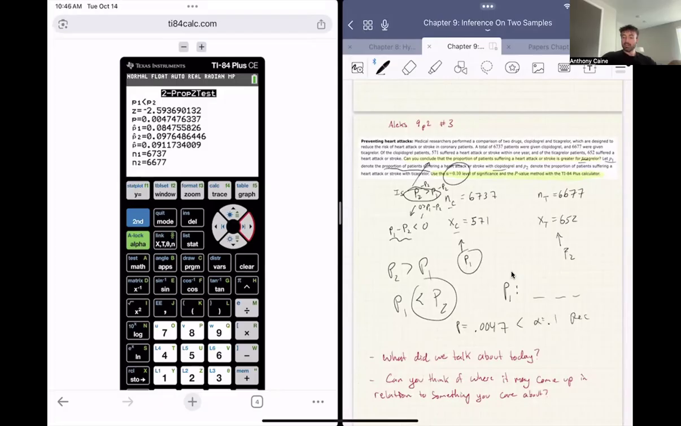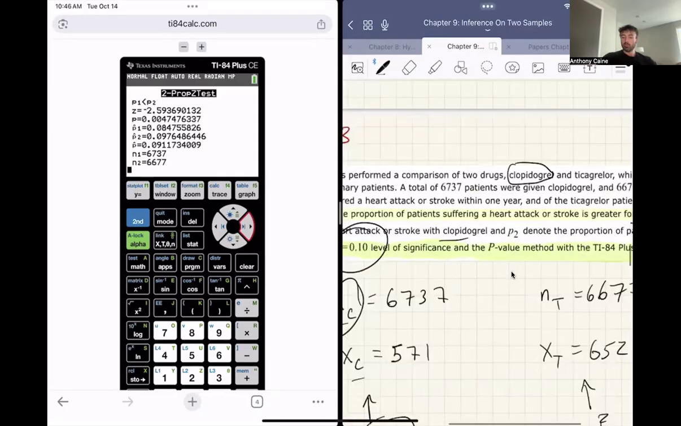And so, yes, at the alpha level of 0.1, which is really high, we would reject H naught, which is the default hypothesis that the two drugs work the same. It looks like since P1 is less than P2, we'd say drug C works better. That's our one. So this drug prevented more heart attacks and strokes within the first year.